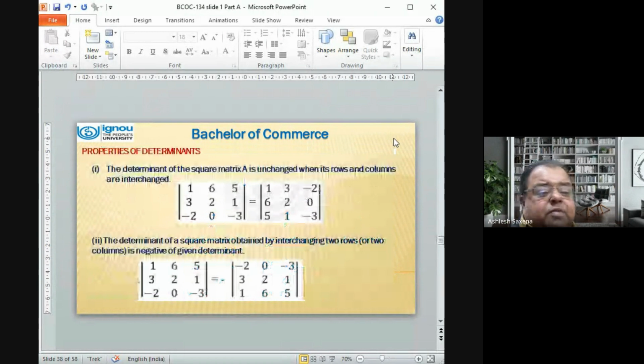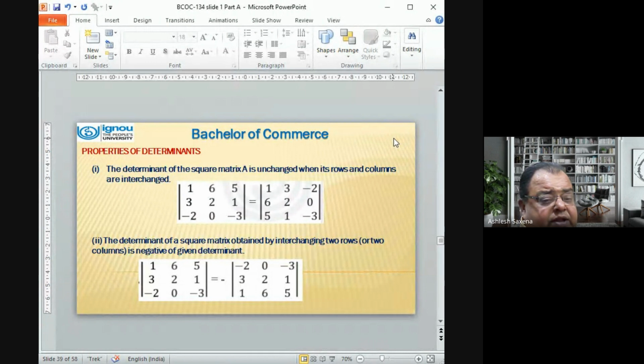Now, what are the properties of determinant? The determinant of a square matrix is unchanged when its rows and columns are interchanged. Now you can see that rows have been converted into columns and columns have been converted into rows. So what will happen? Matrix value will not change at all. Suppose your original matrix gave the determinant value as 30. So the determinant obtained after transpose, you will get the same value.